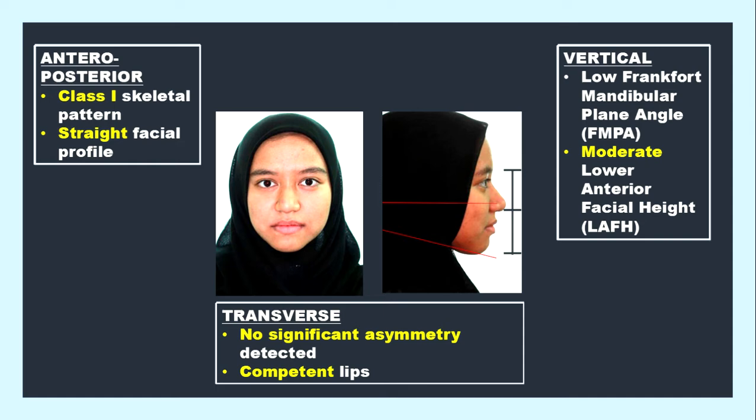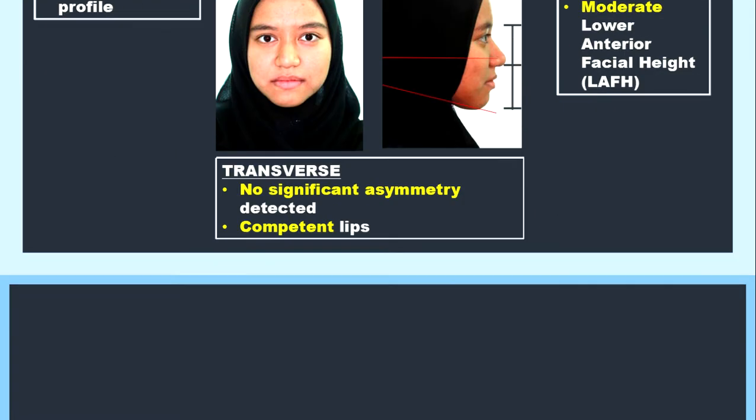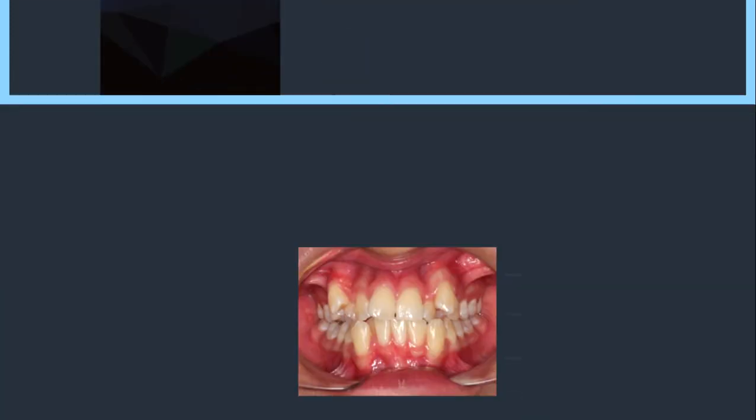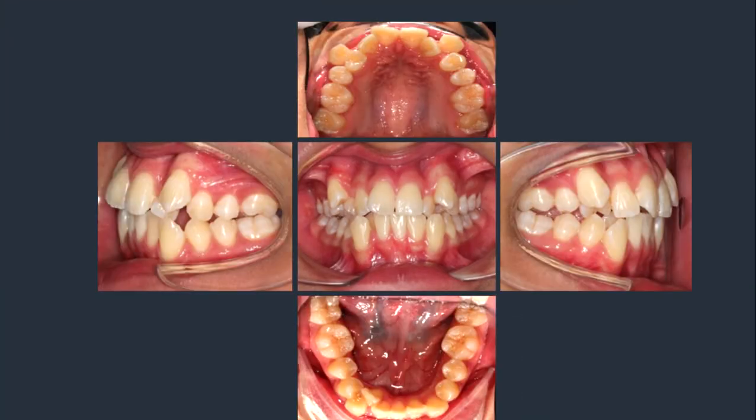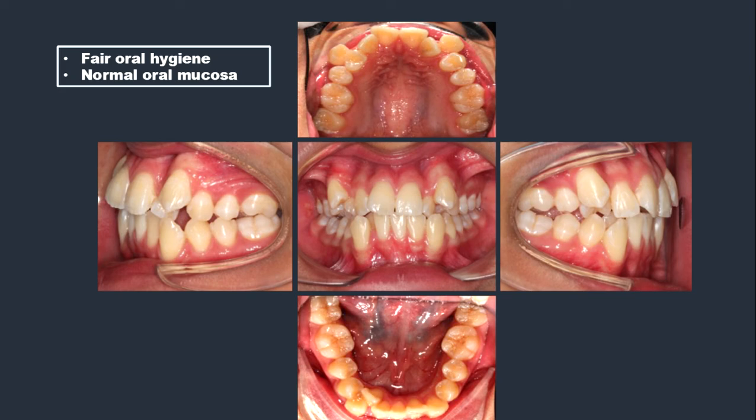Actually, we cannot see the real FMPA of this patient due to the limited picture, and this patient seems to have a moderate lower anterior facial height. Transversely, there is no significant asymmetry detected on the face, and the patient has competent lips. For intraoral examination, these are the intraoral pictures of the patient's dentition.